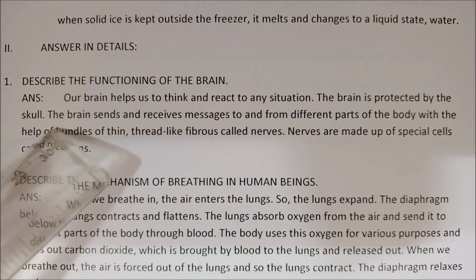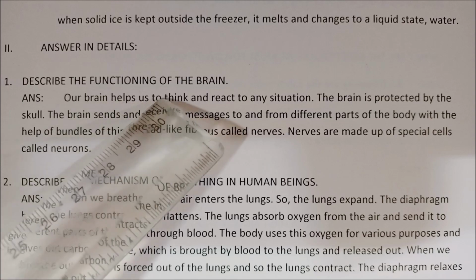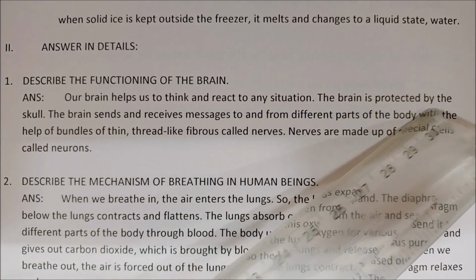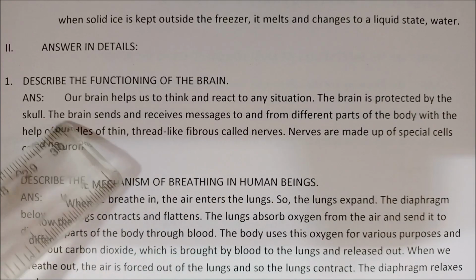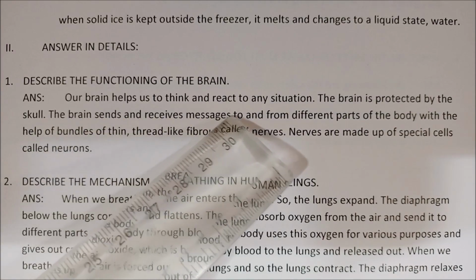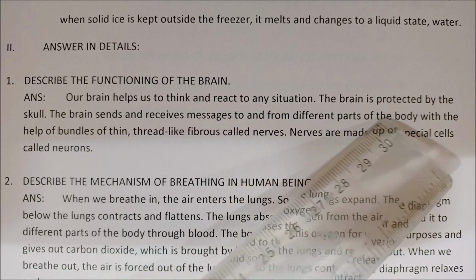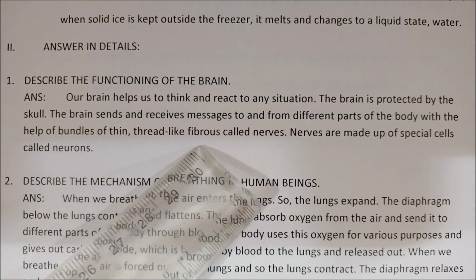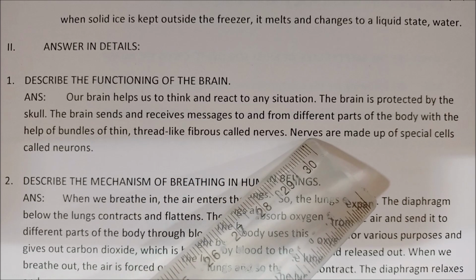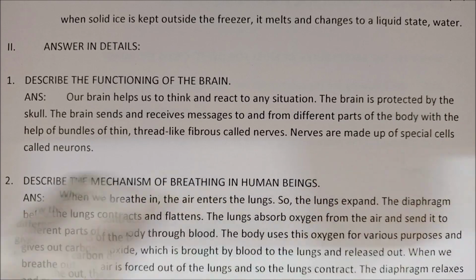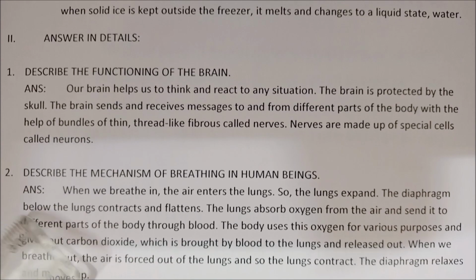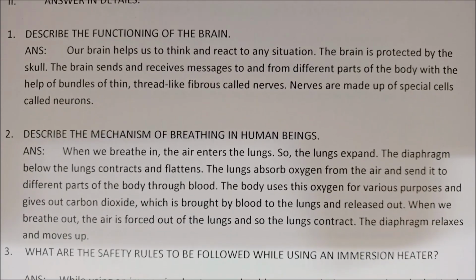Shall I repeat it once again, children? Our brain helps us to think and react to any situation. The brain is protected by the skull. The brain sends and receives messages to and from different parts of the body with the help of bundles of thin thread-like fibers called nerves. Nerves are made up of special cells called neurons. So, is it clear, children? Your next question, question number 2.